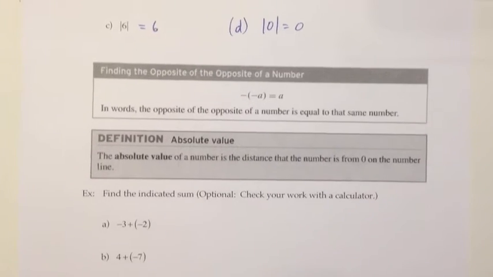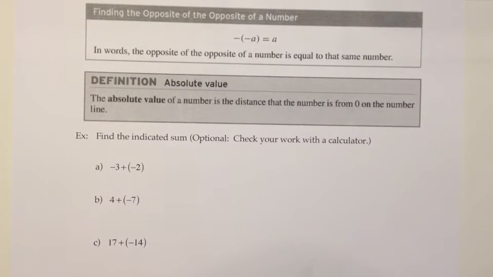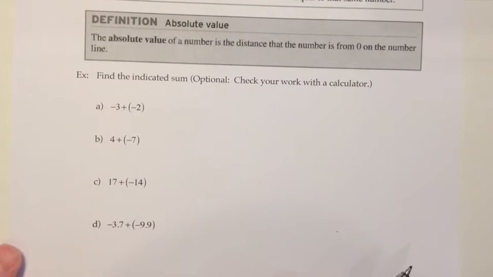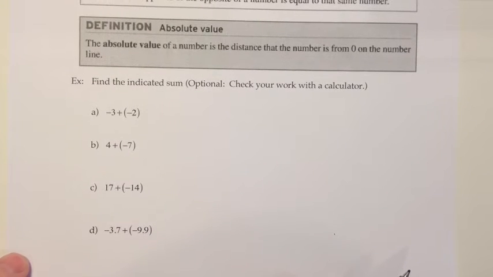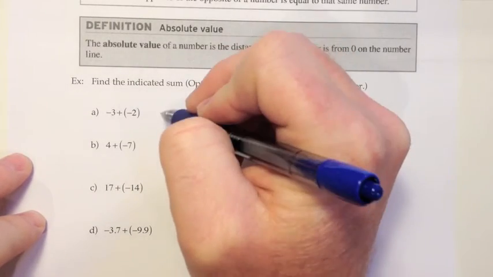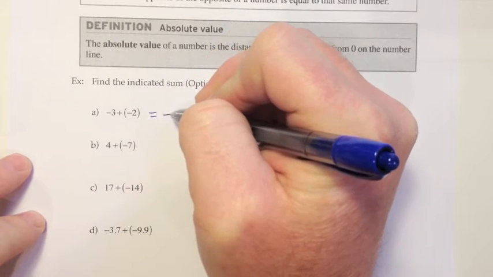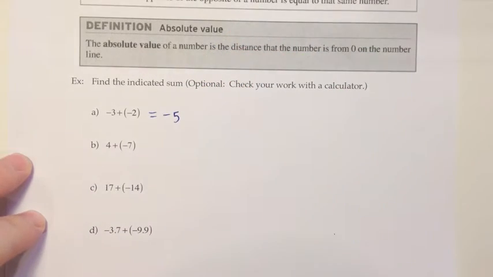Alright, let's discuss the idea of addition with signed numbers a little bit now. So they want us to add negative 3 plus negative 2. And again, most of you probably already know that answer. Hopefully you even know it right away. And I'm going to write that answer down. Negative 3 plus negative 2, most of us know the rule there. It's going to be negative 5.